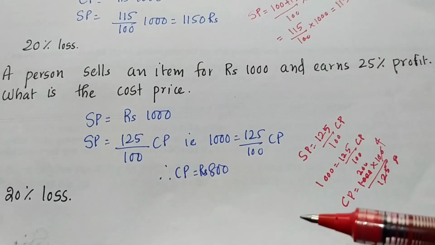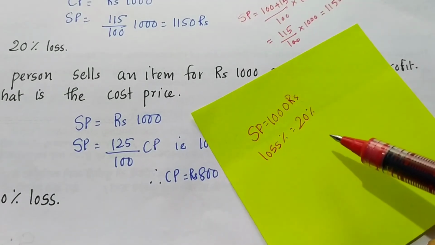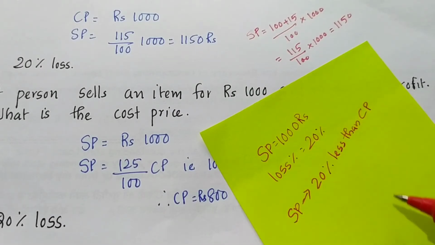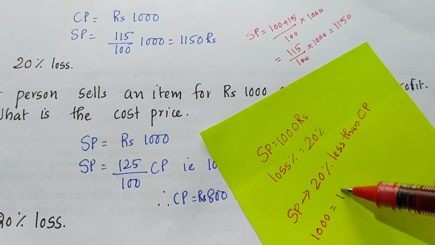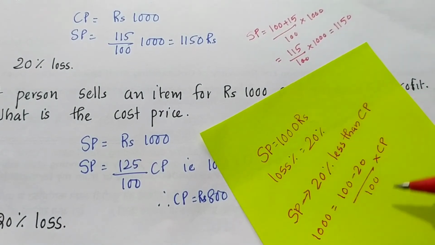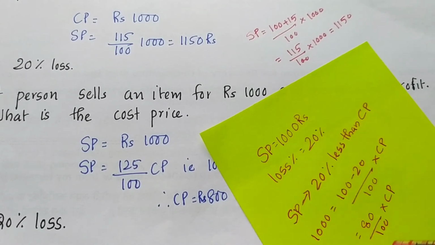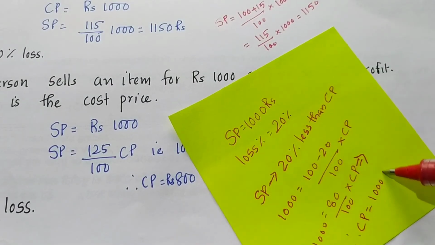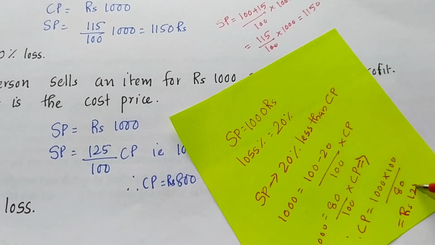So what if the selling price was ₹1000 and loss percentage was 20? Here loss percentage is 20. So SP will be 20% less than CP. That is, 1000 is equal to 100 minus 20 by 100 into CP. That is 80 by 100 into CP is equal to 1000. So what will be CP? 1000 into 100 by 80, rupees 1250.